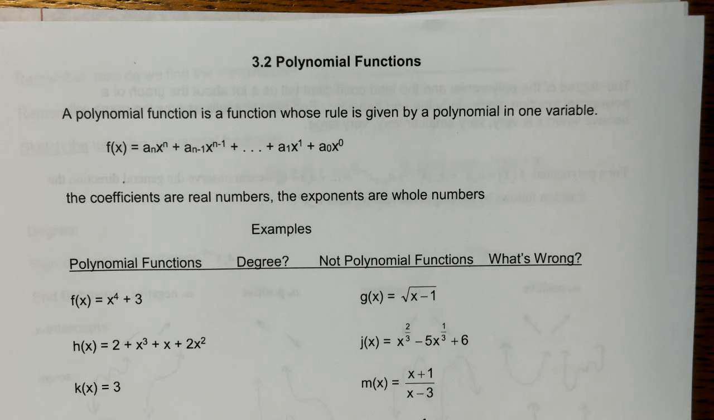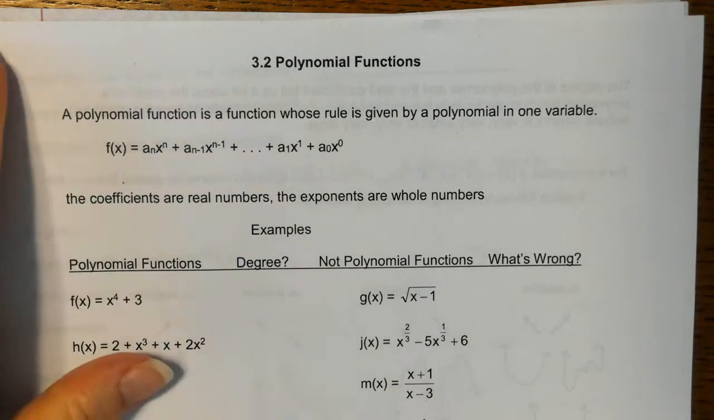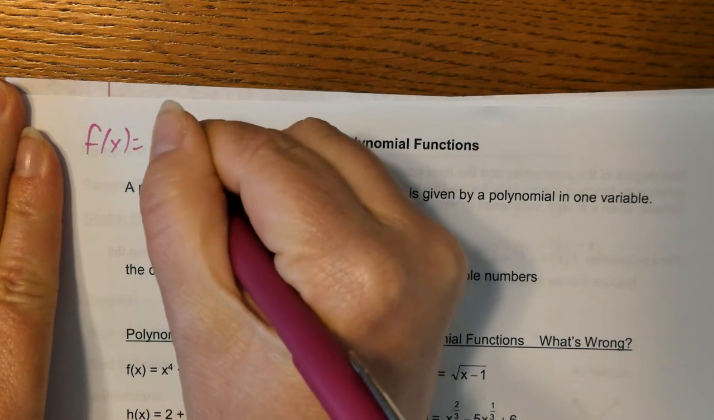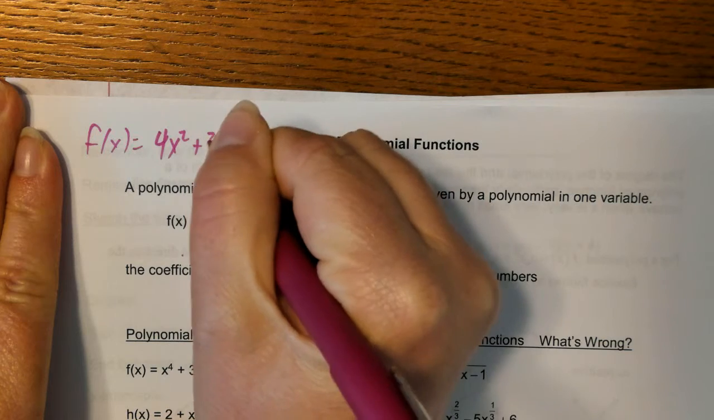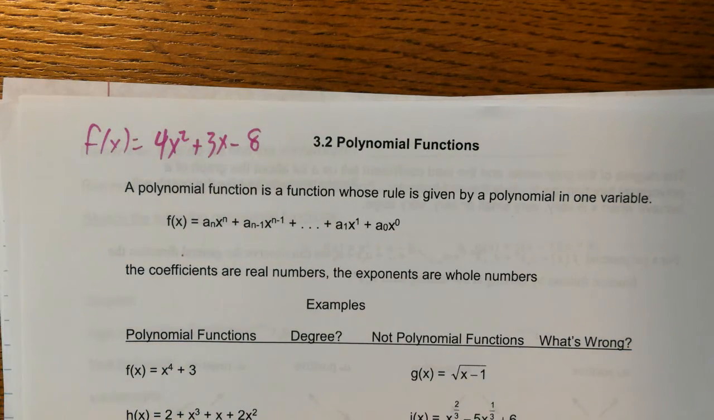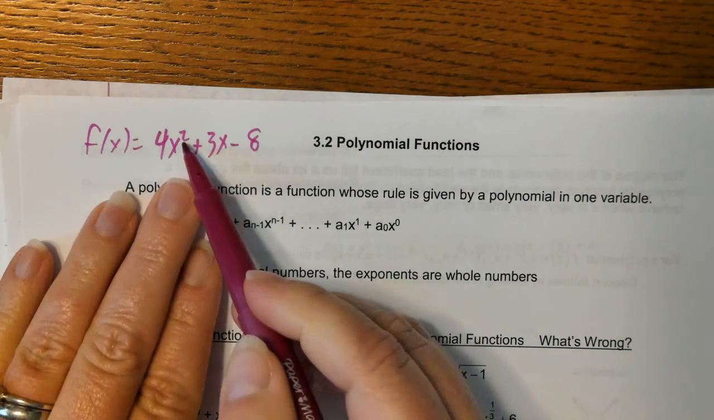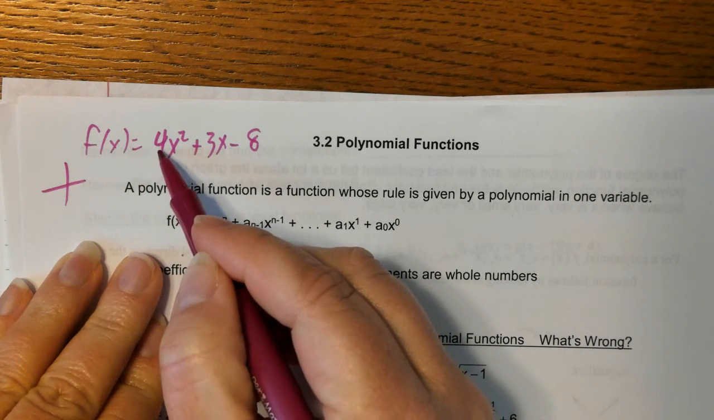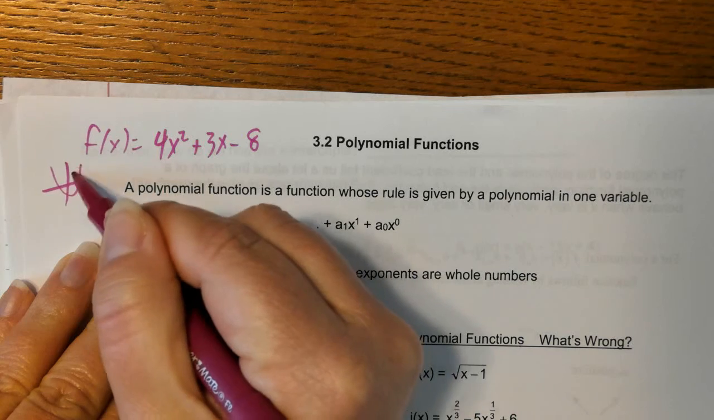In 3.1, we talked about quadratic functions. So we had something like f of x equals, maybe 4x squared plus 3x minus 8 or something like that, okay? And we said that when we have an x squared, it makes a parabola shape. And since our a value is positive here, it would be a smiling parabola.